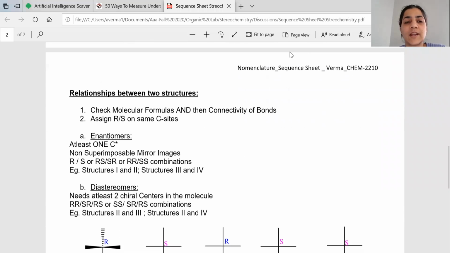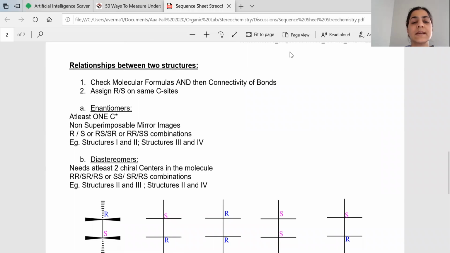Another important feature that you need to know from stereoisomers is how to figure out the relationships between two structures. The first thing that you must do is check the molecular formulas and then the connectivity of the bonds for both the structures. If the molecular formulas are the same and the connectivities are also the same, you cannot list them as constitutional isomers. They would either be the same compounds or they may be stereoisomers.